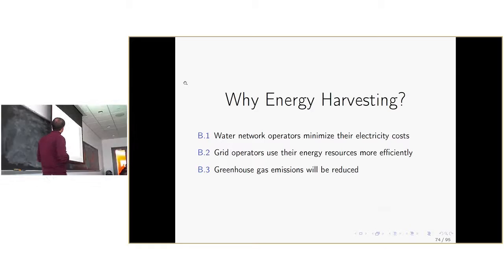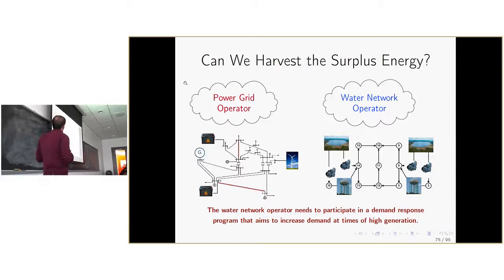So why do we want to do that? There are three benefits. Water network operators minimize their electricity costs. Grid operators use their energy resources more efficiently. And we can reduce greenhouse gas emissions. These are the benefits. So can we do that? Yes, we can do that.